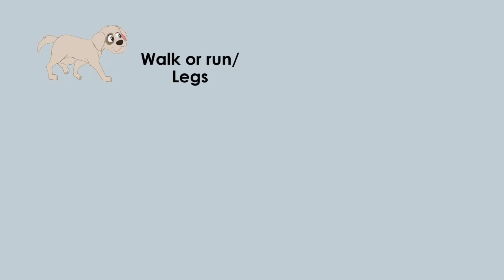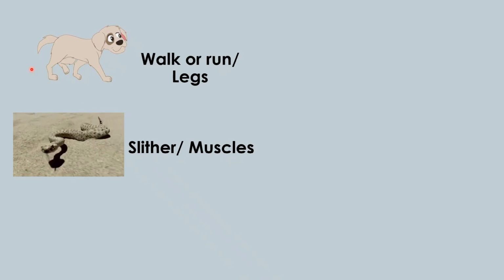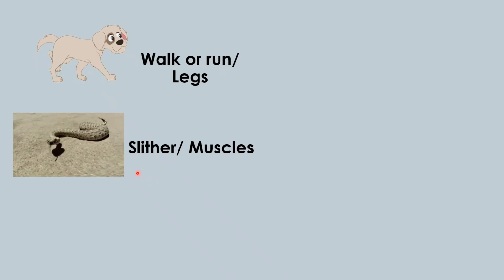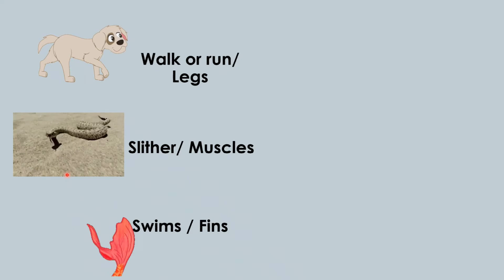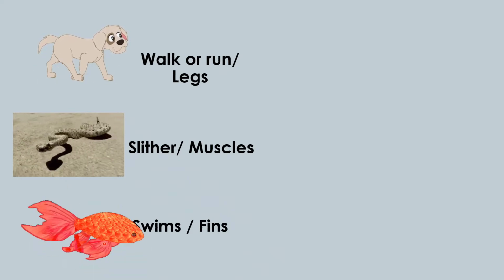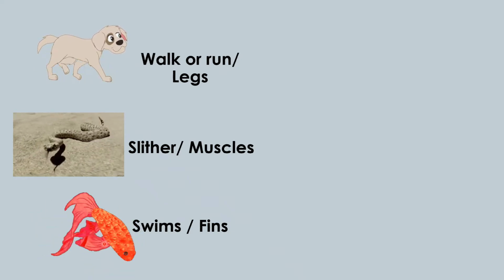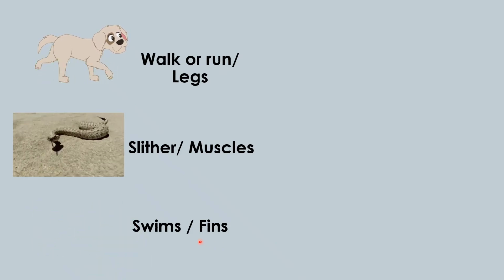So there are some animals that use their legs to walk or run. We have also some animals that use their muscles to slither. So these are the snakes. We have also fish. They move in the water. They swim and they use their fins to swim.